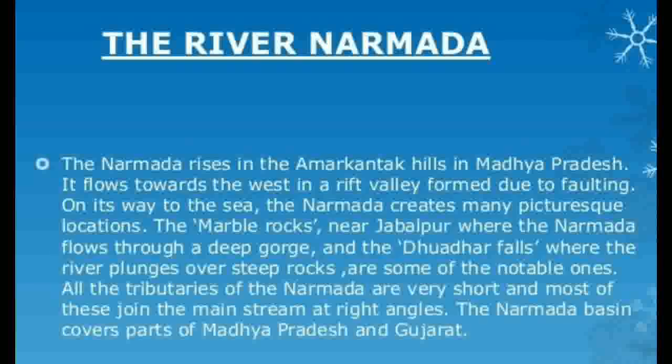Most of these join the main stream at the right bank. These are mostly the right bank tributaries. The Narmada basin covers part of Madhya Pradesh. The important regions through which this river is flowing westward include parts of Madhya Pradesh and Gujarat.